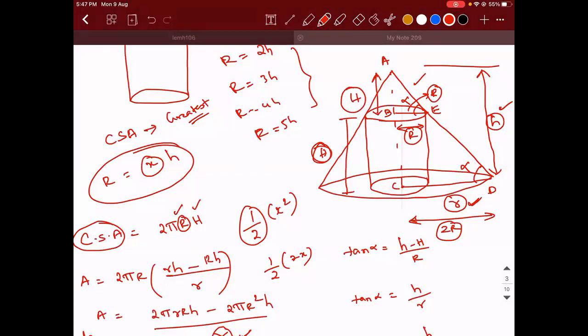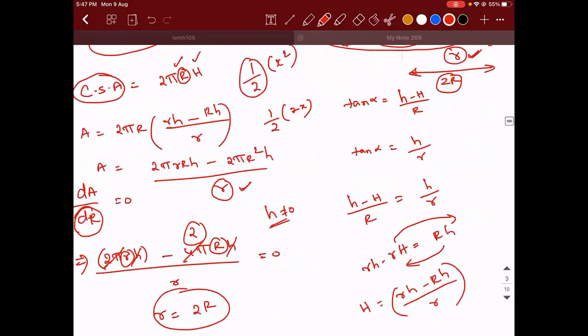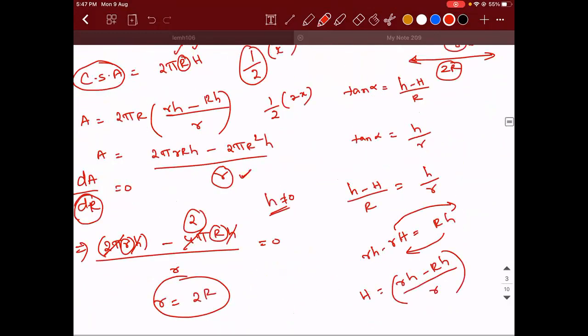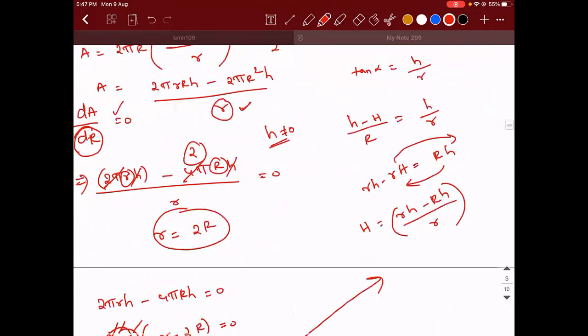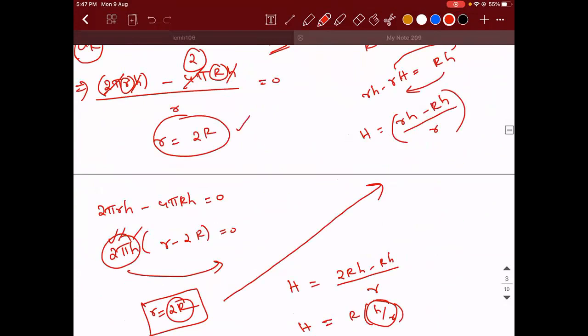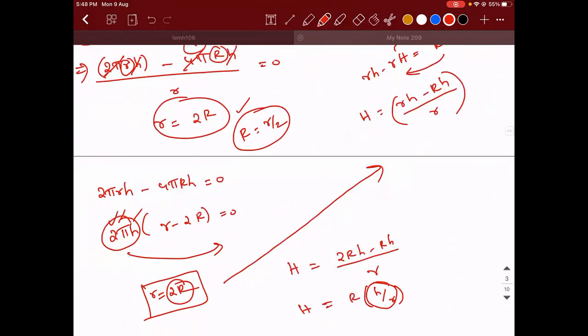Sir, I have a doubt, sir. Here it's given that the curved surface area is the greatest, so we should take maxima, right, sir? Here, we have to differentiate twice. No, you need not differentiate it twice. I'm saying if you differentiate A with respect to R, then what are you getting? It gives a relation between small r and capital R. That is the radius of the cone and the radius of the cylinder. So capital R is equal to r divided by 2.